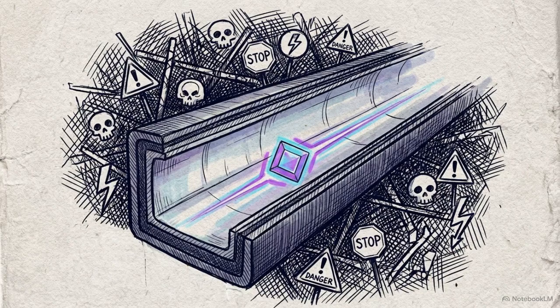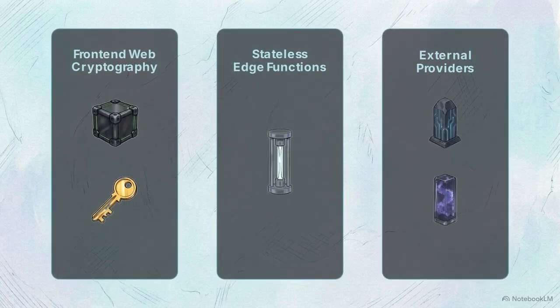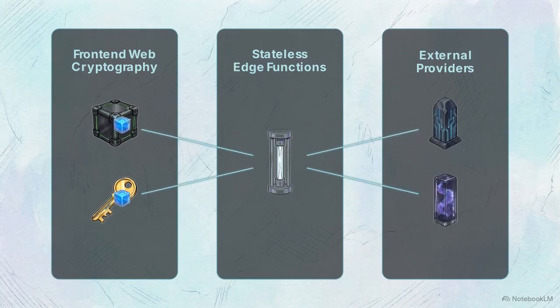exposing network vulnerabilities. The resulting architecture operates across 3 distinct tiers: front-end web cryptography, stateless edge functions, and external providers, all functioning in precise synchronization.